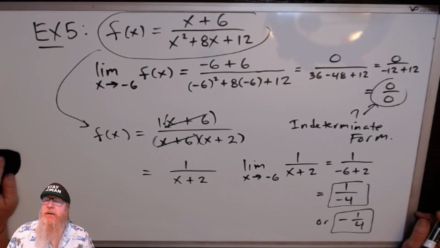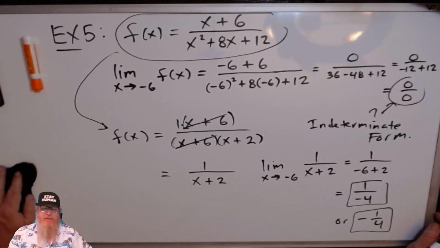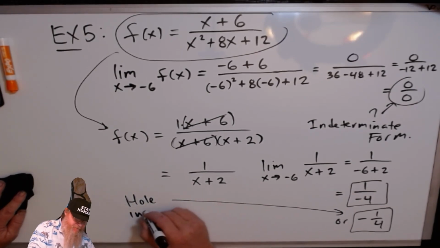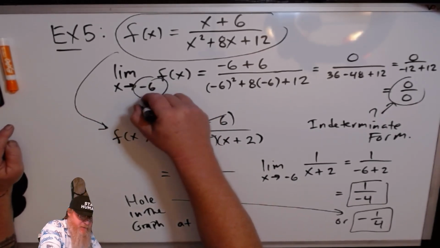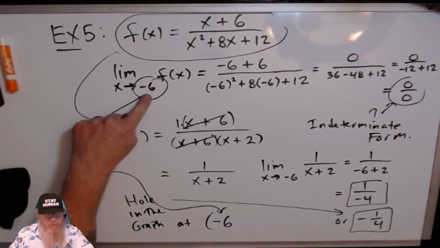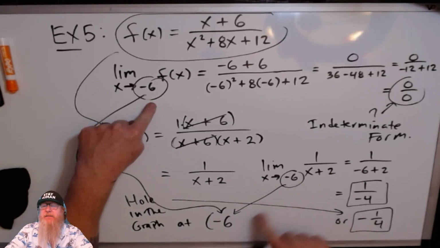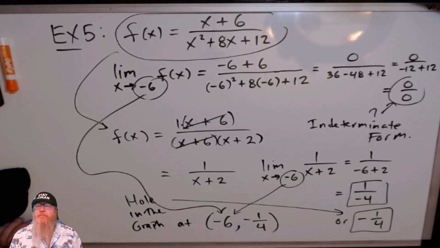All right. So what does this mean? This means that there is a hole in the graph at negative 6. So you want to use the value from the limit. These should be the same value, negative 6. And then this is your y value. There's a hole.